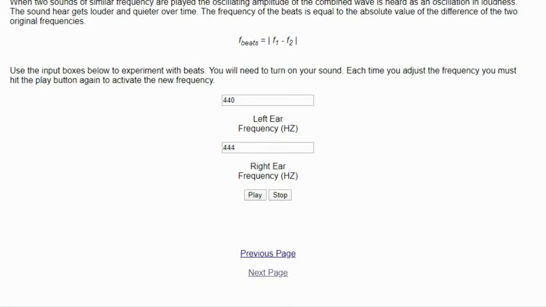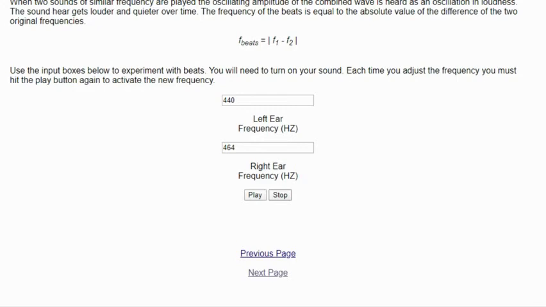So I'm going to go from 444 to 454. Listen now. Okay. You see there? You could still kind of hear the beats, but it was just like, ew. All right. I'm going to go up to 464 and we'll see what it sounds like. Okay. Really, really bad.